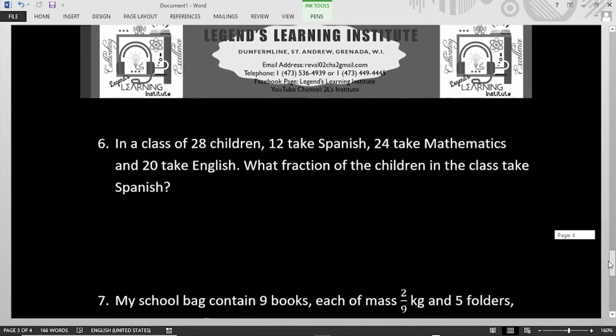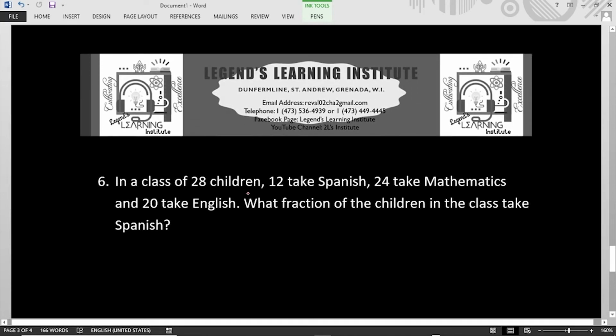So number 6, in a class of 28 children, 12 take Spanish, 24 take mathematics, and 20 take English. What fraction of the children in the class take Spanish? So the first thing we have to do is to realize what the question tells us. How many students take Spanish? That's 12. So it's 12 over the total, which is 28.